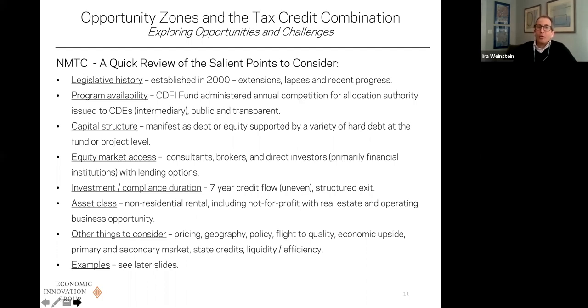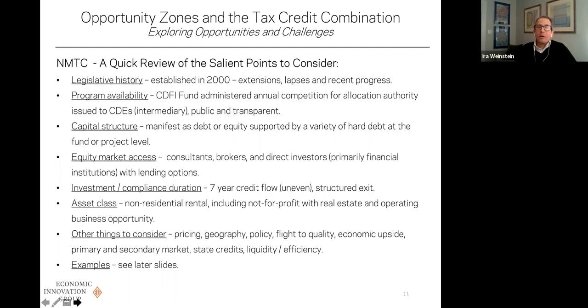The program is also unique in terms of how it's administered. The CDFI fund is the gatekeeper here, and they are a part of a process to dole out annual allocation authority, and that is given to CDEs, and those CDEs are the intermediary that facilitates this program. It is also a very public and transparent process. It's published annually as the awards are made, along with information around each of the awardees.